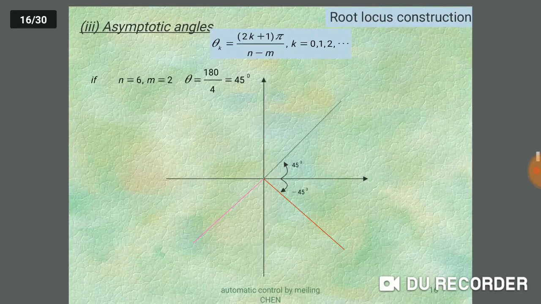Next, how to find the asymptote angle. The formula given for finding the asymptote angle theta is 2k plus 1 in a bracket, pi divided by n minus m. We can vary k from 0, 1 up to infinity, and with the help of that we can calculate theta. Here n and m are the number of poles and the number of zeros. If the number of poles is 6 and the number of zeros is 2, then you calculate theta by varying the value of k.